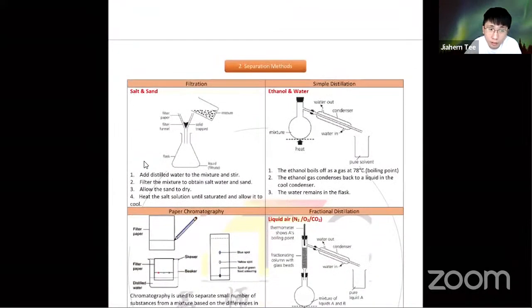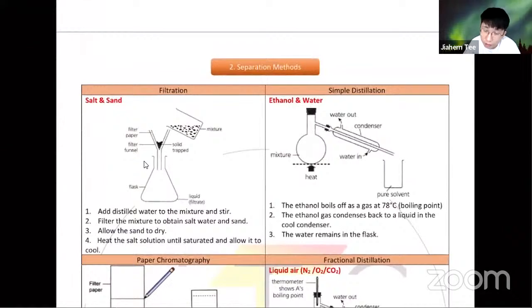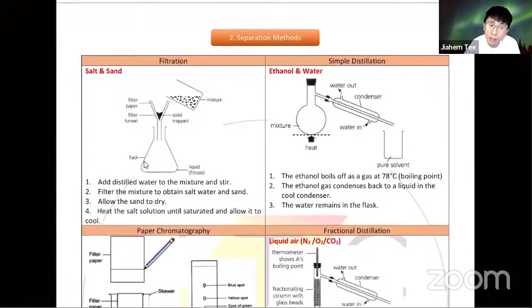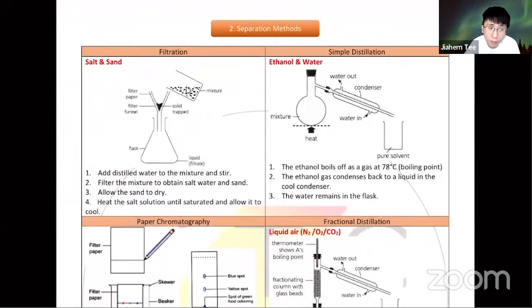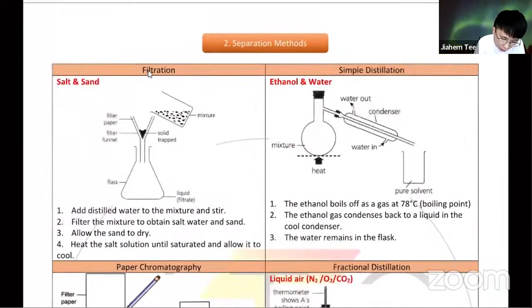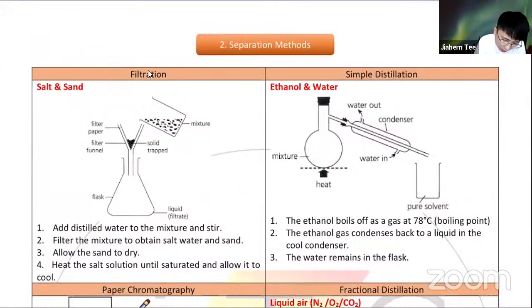Then if you move down here, there are some separation methods. If you remember the possible topics that come out in paper six, one of them is called filtration. Filtration is just one of them. If you go down here, you have filtration to separate, for example, salt and sand. But in general, filtration is to separate soluble and insoluble substances.